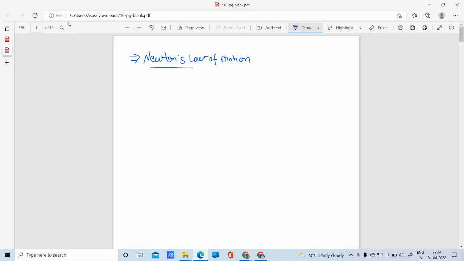So the important thing is how we will deal with it. You know very well, the first law is the law of inertia. The second law is conservation of momentum.